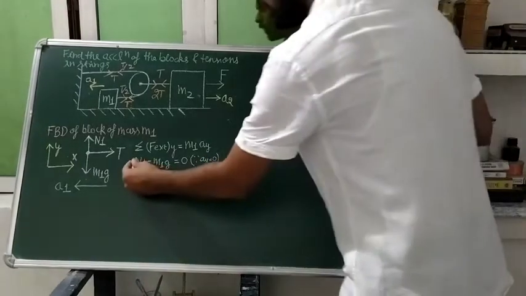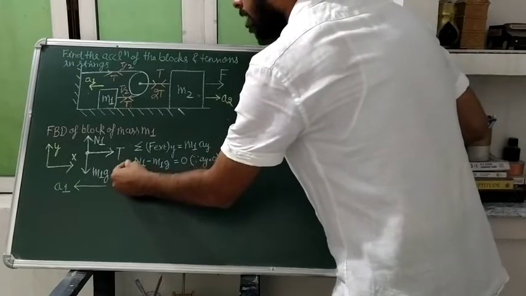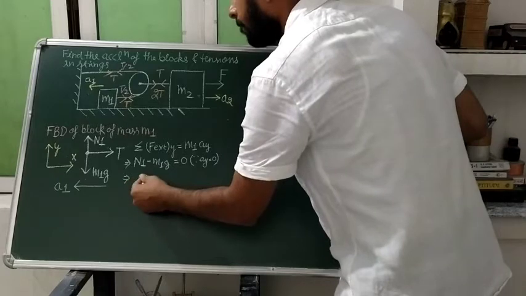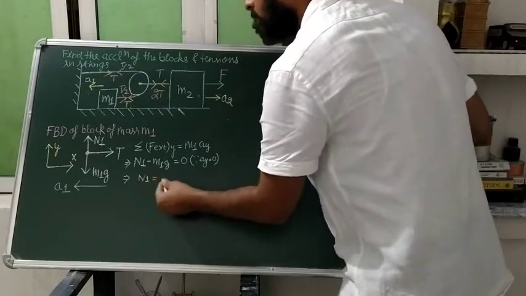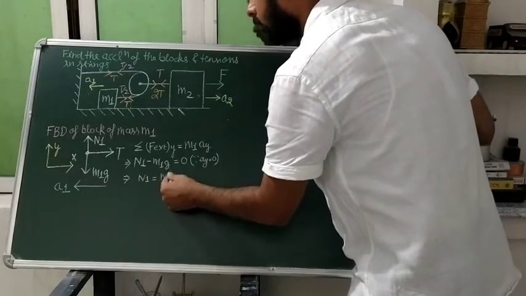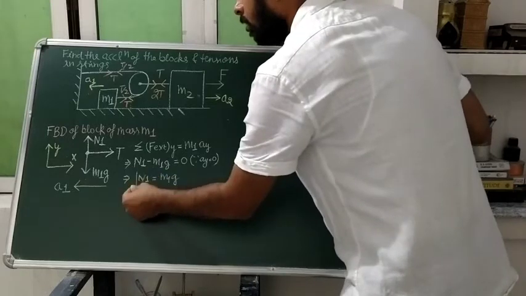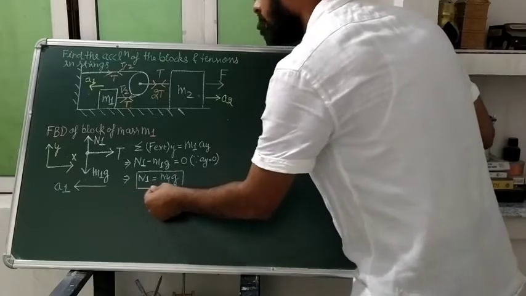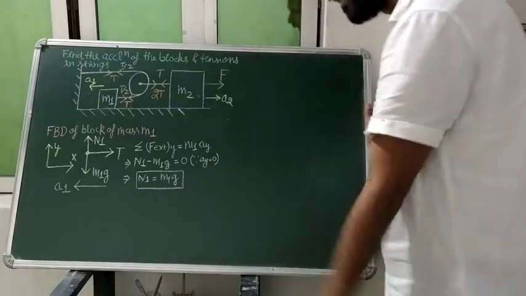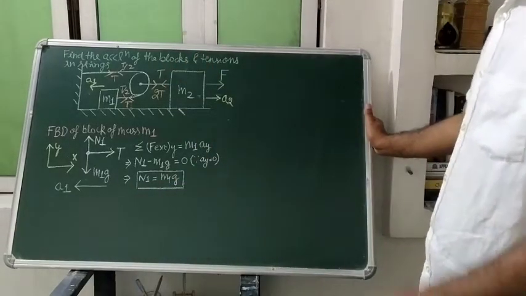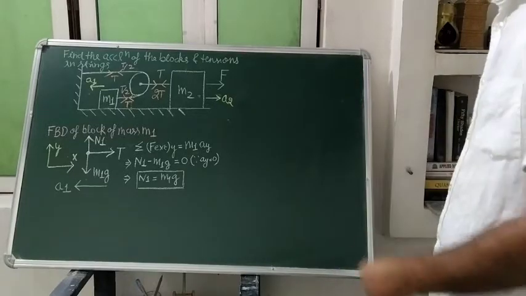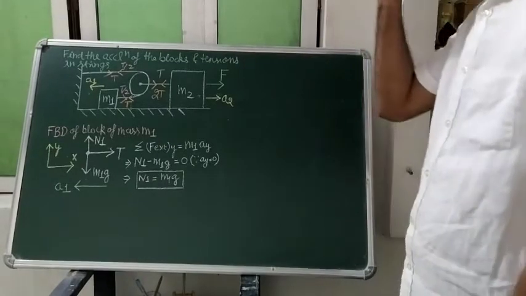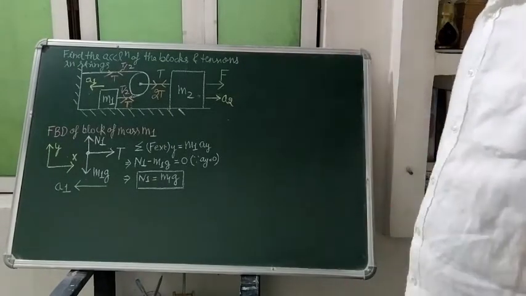So from here what will you get? That your m1 will become equal to m1 g. Means that whatever external forces will be there, they will be balanced, they will not be unbalanced. So until and unless you are applying an external unbalanced force, acceleration will be 0.